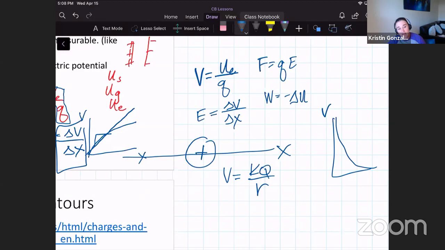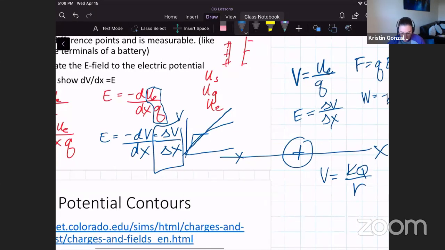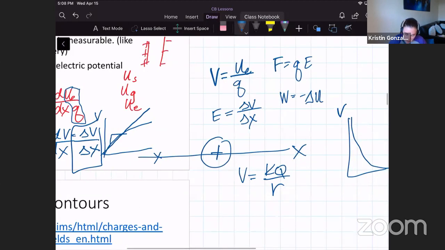We could also look at what those equipotential lines look like around a charge, because if I am the same distance around my one charge, what's going to be true about the potential everywhere on that one spot? It should be the same. So we can plot these equipotential lines where they have the same potential, right? Equipotential means equal potential. So I have a PhET simulation here that I have pulled up to show you.